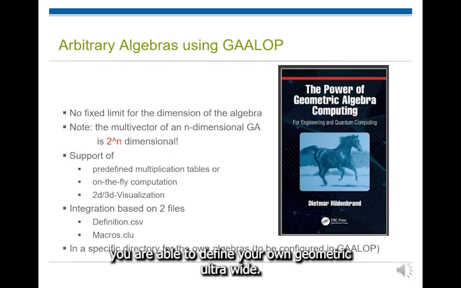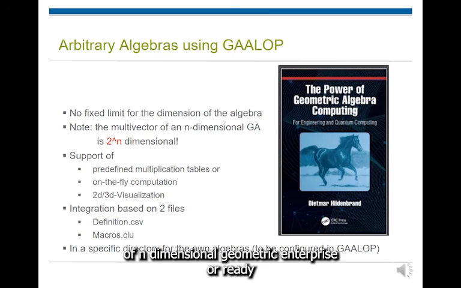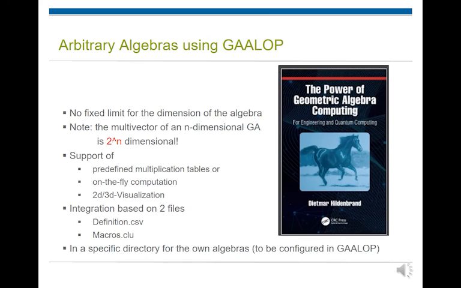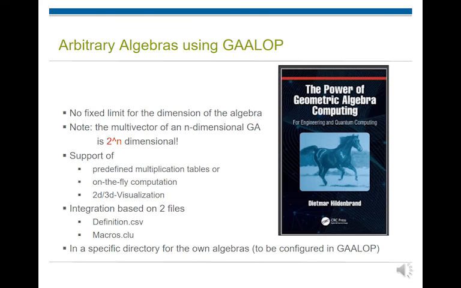You are able to define your own geometric algebra in Gallup. There is no fixed limit for the dimension of the algebra, but since the multivector of an n-dimensional geometric algebra is already 2 to the power of n dimensional, there is a limitation of memory of your computer. It means it depends on the memory which algebras you can define.